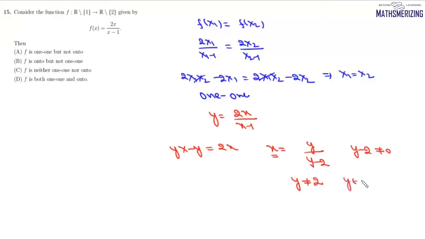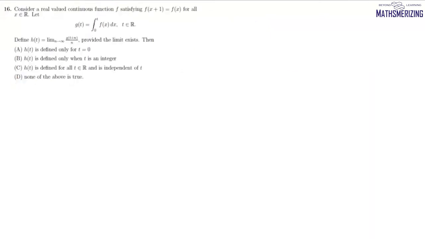That is, y belongs to R minus 2, which is equal to its codomain. When range and codomain are the same, this function is an onto function. So this function is both one-one and onto, and that's your option D. Now question number 16 is, consider a real valued function f satisfying f(x plus 1) equals f(x) for all x belongs to R. That means this function is periodic with period 1.